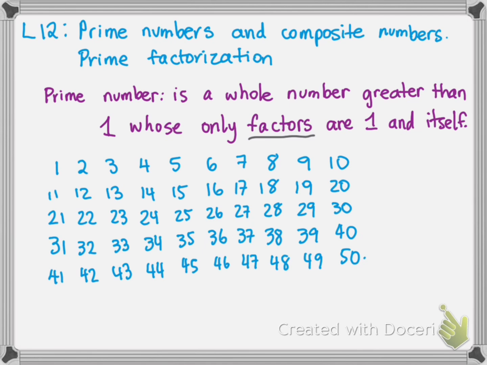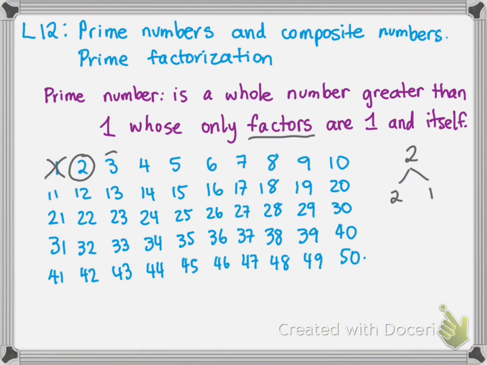So for example, if I ask for the factors of 2, 2 can only be divided by 2 and by 1. There's nothing else that divides 2. And so 2 is a prime number for that reason. Now if we look at 1, 1 can only be divided by 1. So 1 only has one factor, which is 1 itself. So in that case, 1 is not a prime number.